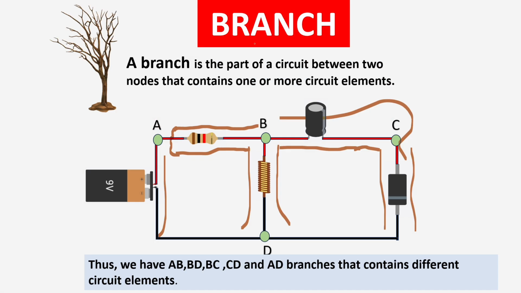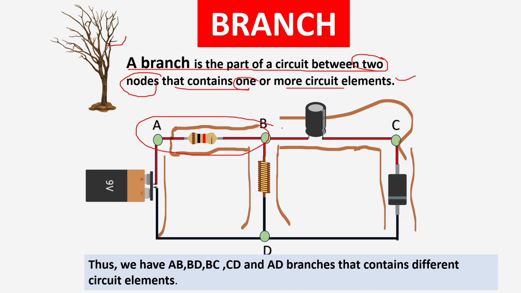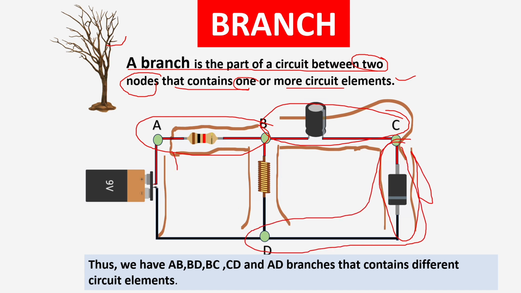The next, fourth terminology is branch. A branch can be defined as the part of a circuit between two nodes that contains one or more circuit elements. As you can see in the below circuit, we have nodes A and B that contain a resistor as an element. Thus, observing the whole circuit, we have branches. Those are AB, BD, BC, CD, and AD. Those contain resistor, capacitor, inductor, diode, and battery.